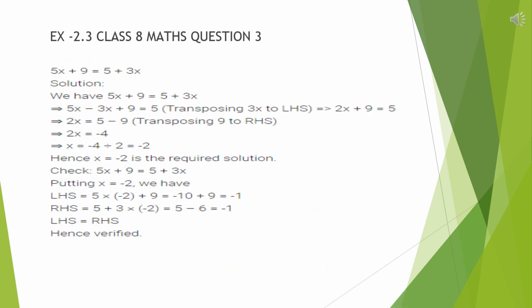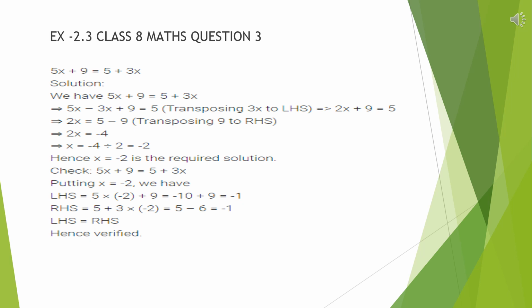Now let's continue with question 3: 5x plus 9 equals 5 plus 3x. In this equation, firstly we will transpose the 3x to the LHS and 9 to the RHS. After transposing, we will get 5x minus 3x equals 5 minus 9. 5x minus 3x equals 2x and 5 minus 9 equals minus 4. Now 2 is in multiplication, so we will transpose 2 to the RHS. After transposing, we will get x equals minus 4 divided by 2, that equals minus 2. Hence, x equals minus 2 is the required solution.